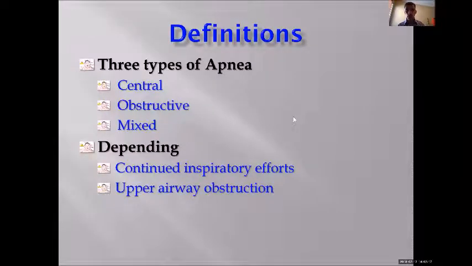Apneas are 3 types: central, obstructive, and mixed. How do we differentiate? We base it on 2 factors: respiratory effort and the flow. So if you have respiratory effort, but you don't have flow in your upper airway due to upper airway obstruction, then it's obstructive apnea. If you don't have flow, and you don't have respiratory effort, then you have central apnea.